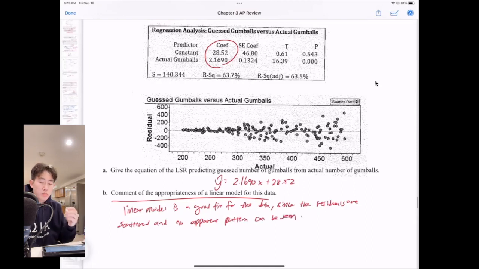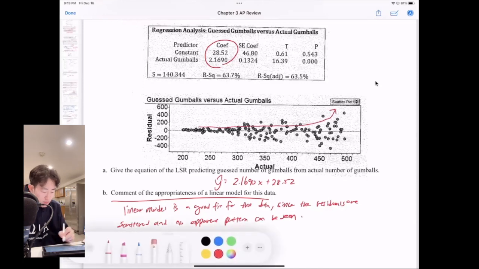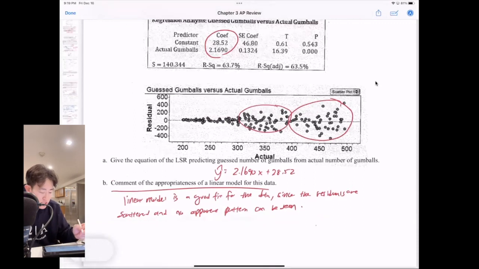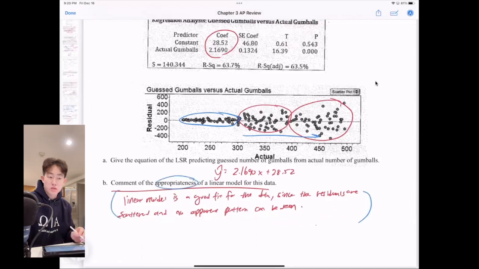Now, when you're thinking of the pattern, you're like, oh, I see this curved pattern. No, it has to be very, very obvious. Like this one is obviously scattered throughout the whole thing. And this one is even less scattered, but it's still scattered throughout the whole thing. The one thing that you probably would want to say is that this is a very good fit in the beginning, but it tends to be a worse fit when you increase the x variable. I mean, that's probably what you would want to say. And as far as the appropriateness goes, that should be it for answer part B.